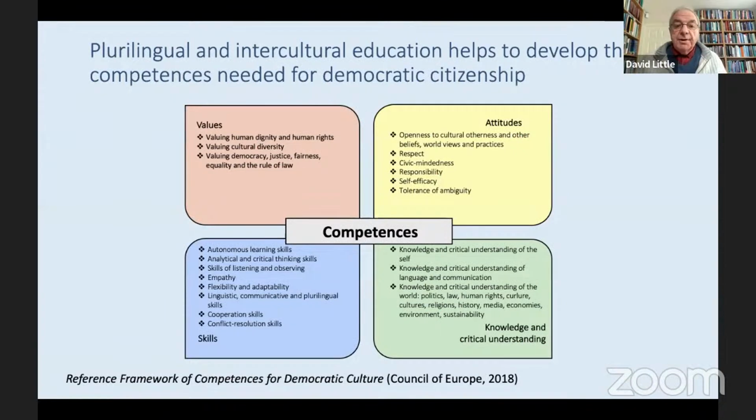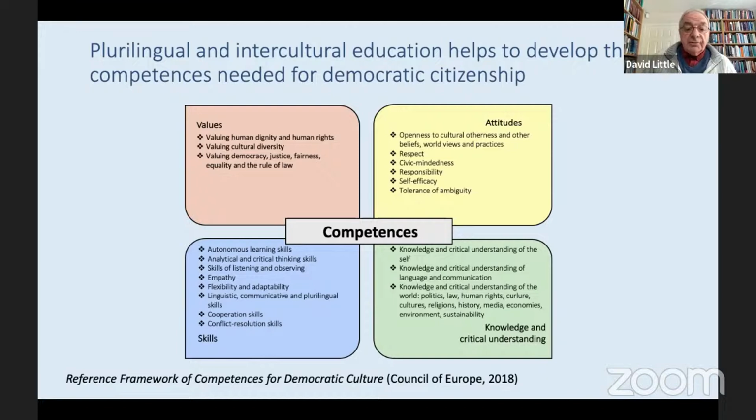I can sum up these first two parts of my presentation by referring to the reference framework of competencies for democratic culture, because it should be clear from what I've said that plurilingual and intercultural education helps to develop the competencies needed for democratic citizenship. The reference framework summarizes those competences in this graphic, dividing them into values, attitudes, knowledge and critical understanding, and skills.